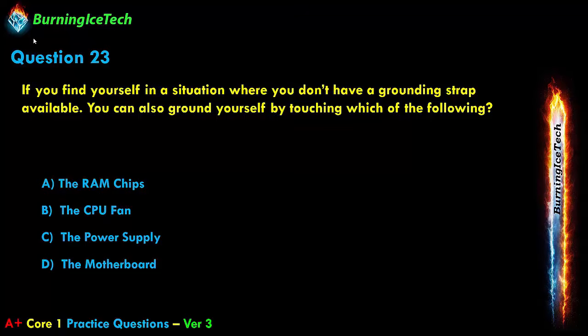Now, first of all, guys, why do we ground ourselves? Let me put it that way. When we ground ourselves, that would be to use something like an anti-static wrist strap. Why? Because the human body has got enough static electricity in it to blow circuit boards like the RAM, the CPU, the motherboard, the graphics card.